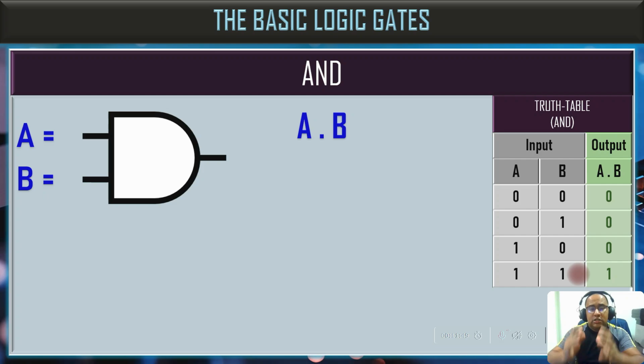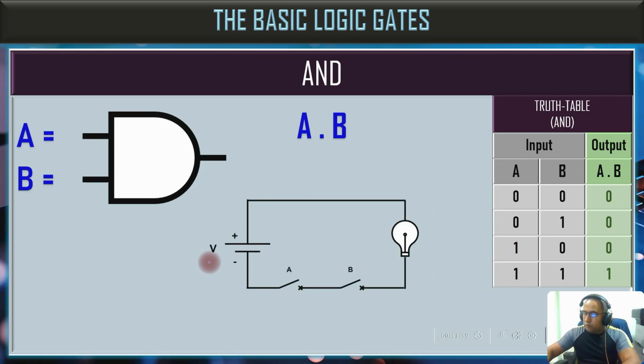A simple way to better understand this logic operation is by using an electric circuit with a light bulb. We have a power source here and two switches connected in series. Now imagine that these switches represent the inputs of the AND gate. The light bulb represents the output.